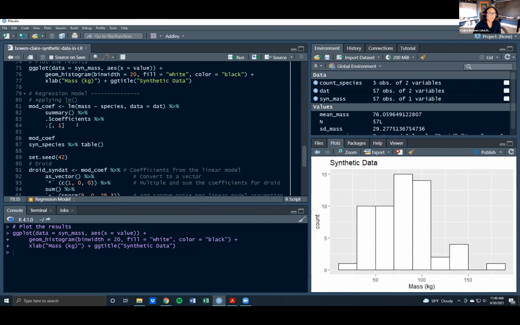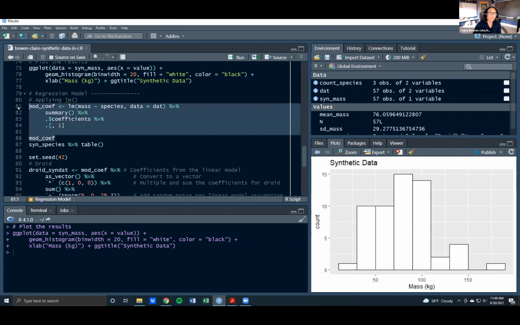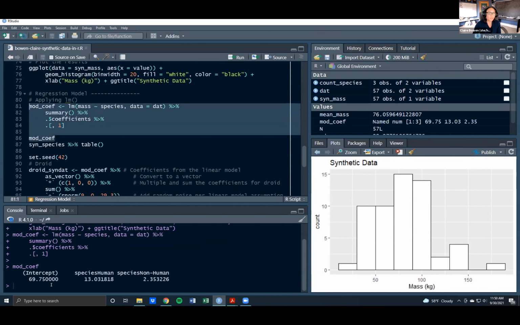So in this case, it's really important to know what model you're going to use. I was thinking that mass should probably depend on species here. So I'm going to gather the coefficients in this model. We get an intercept of 69.75. Here's the coefficient for the species, for when the species is human and not human, because remember, this was categorical data.